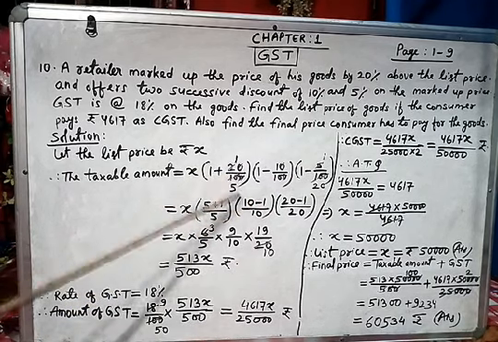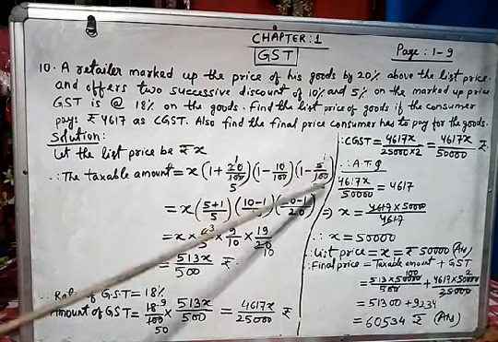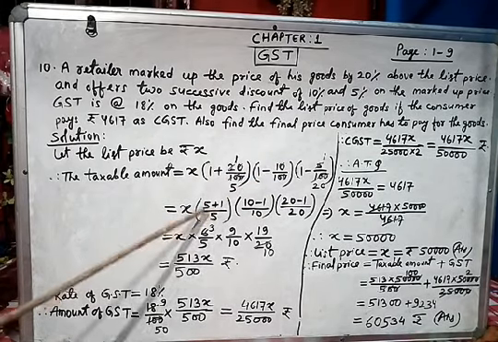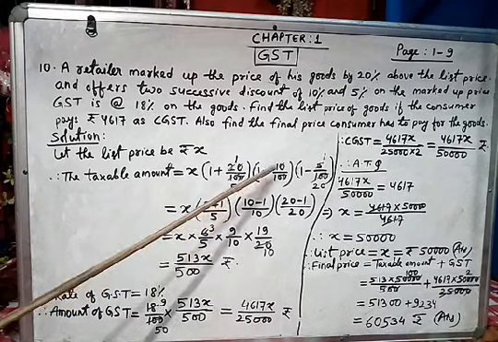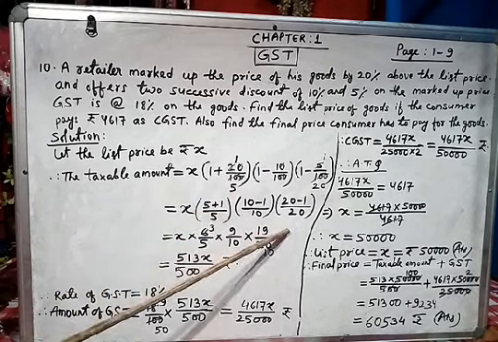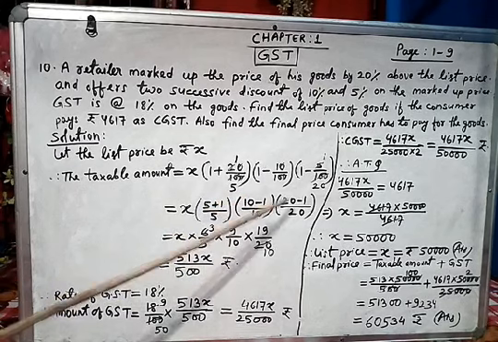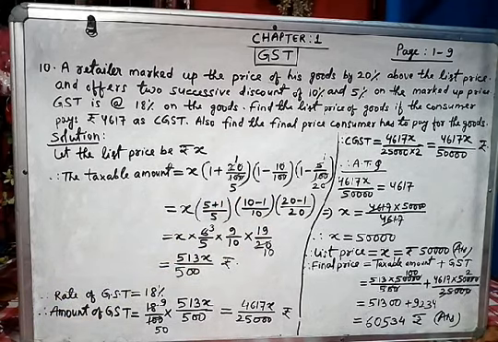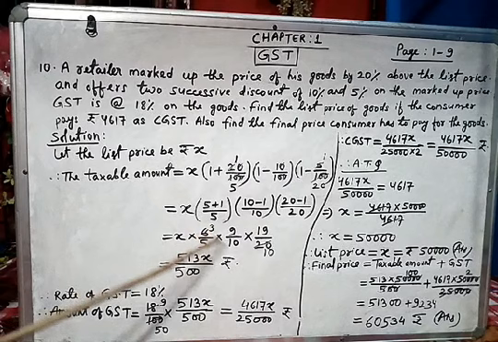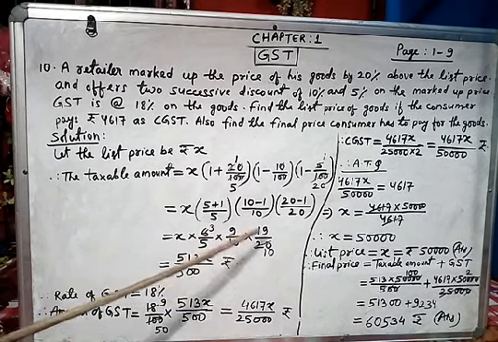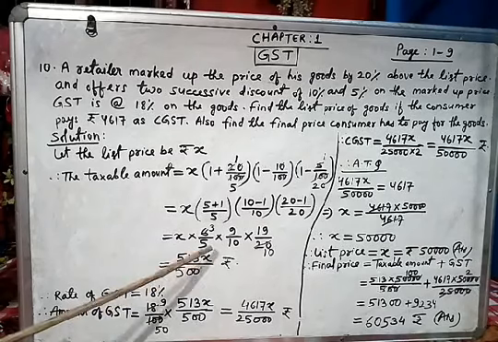Now after simplification, we get 1/5, 1/10, and 1/20. Now 5 plus 1 by 5, 10 minus 1 by 10, and 20 minus 1 by 20. Now 5 plus 1 is 6 by 5, 10 minus 1 is 9 by 10, 20 minus 1 is 19 by 20. And now after multiplication and cancellation, 2 threes are 6, 2 tens are 20, and 3 into 9 into 19 is 513x, 5 into 10 into 10 is 500. So this is our taxable amount, 513x by 500.